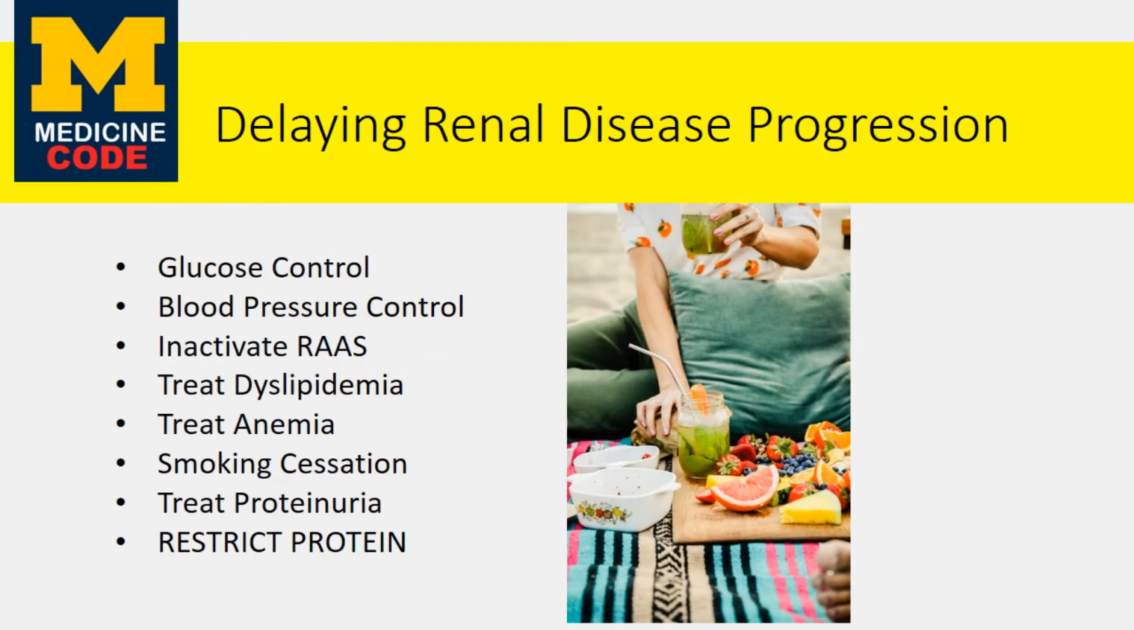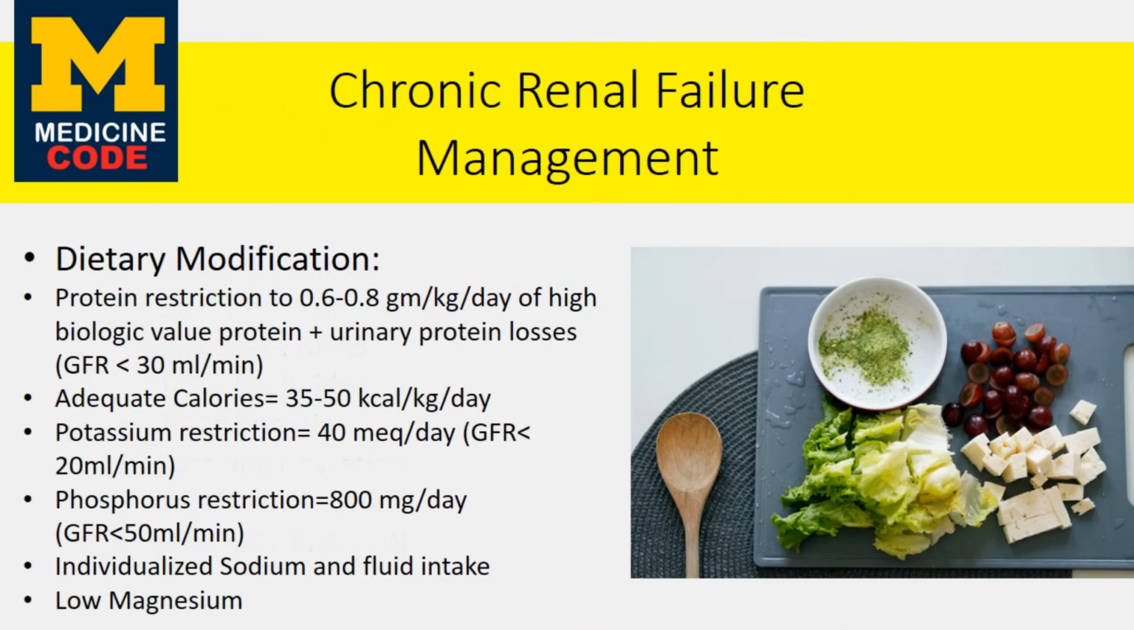The ways to delay progression of renal disease are glucose control, blood pressure control, controlling cholesterol, stopping smoking, and restricting protein intake. There are several dietary modifications in chronic kidney disease. Protein is restricted to 0.6 to 0.8 gram per kilogram per day. Calories are computed at 30 to 50 kilocalories per kilogram per day. Potassium is restricted to 40 milliequivalents per day. Phosphorus is restricted to 800 milligrams per day. Sodium, fluid, and magnesium are also under control.